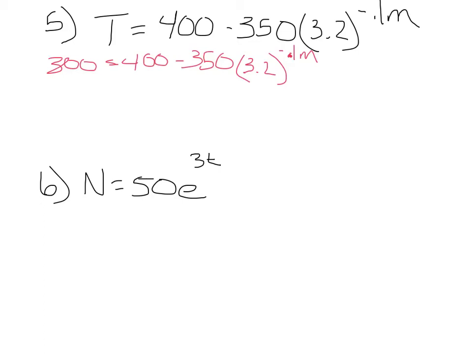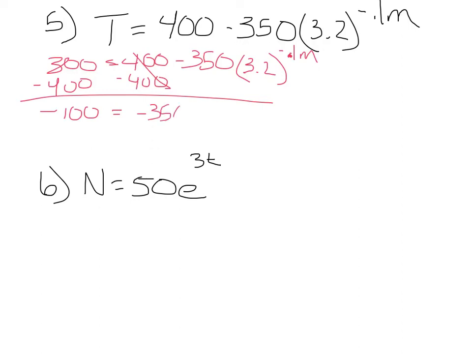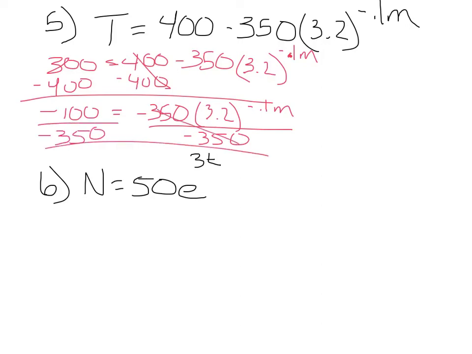To solve this one, I have to try to get the m by itself. The very first thing I'm going to do is subtract 400. You get negative 100 is equal to negative 350 times 3.2 to the negative 0.1 m. Like we did in the very first problem, I'm going to divide by the negative 350. I'm not going to try to multiply it with the 3.2. That piece reduced on the left-hand side is 2/7, equal to 3.2 to the negative 0.1 m power.